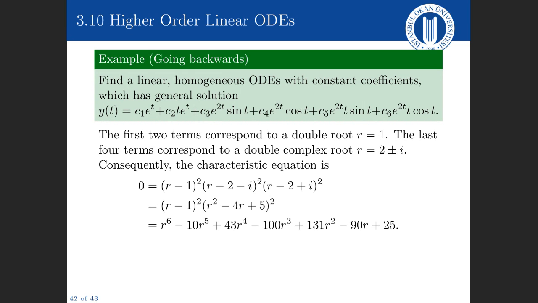That means that the characteristic equation must look like this. r minus 1 squared, first of all, because we have root r equal to 1 twice, we have two of them. And then we have 2 plus i, and we have 2 minus i. And each one is repeated twice, so we have the squared here.